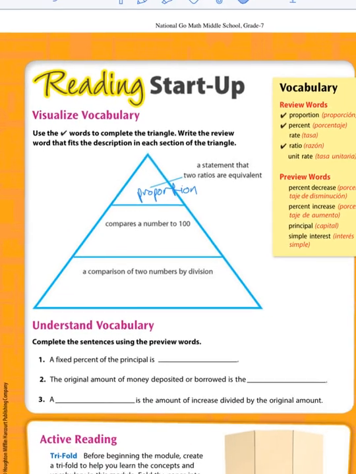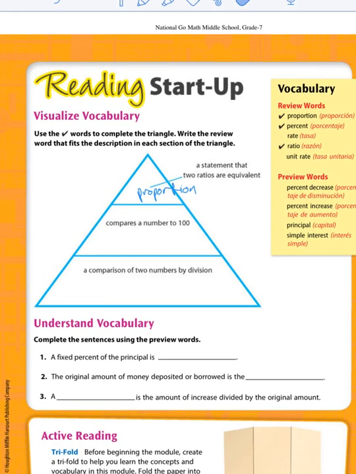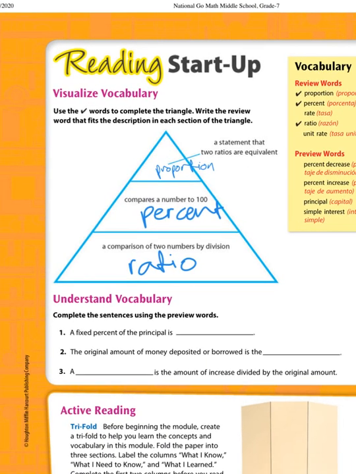Proportion is a statement that 2 ratios are equivalent. The next section says it compares a number to 100. Well, a ratio out of 100, that's going to be a percent. And then a comparison of 2 numbers by division, that is a ratio. Also looks like a fraction.